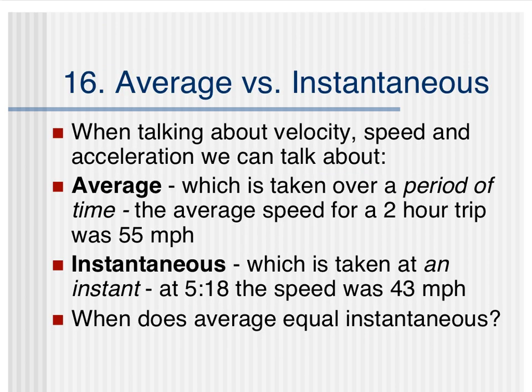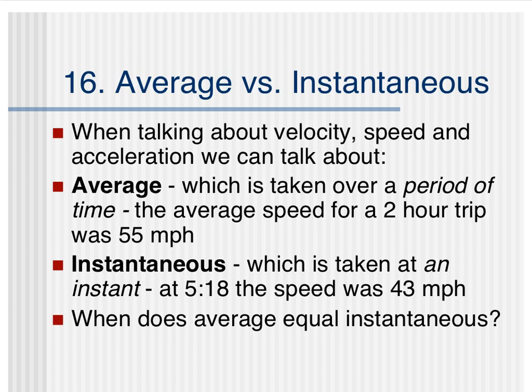One last distinction we have to make here, and then we're going to start putting all this together, and that is the distinction between average and instantaneous. Average is always taken over a period of time. For example, maybe you're driving on a 2-hour trip from here to Harrisburg, and your average speed is 55 miles per hour during that period of time. All right, over that entire course of 2 hours, your average speed was 55 miles per hour.